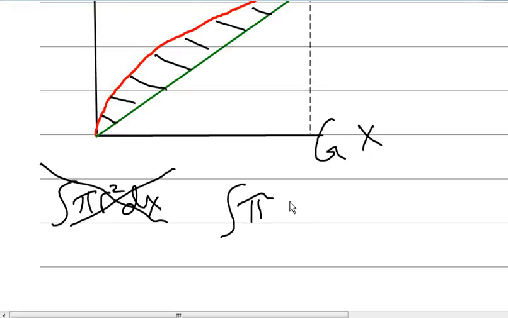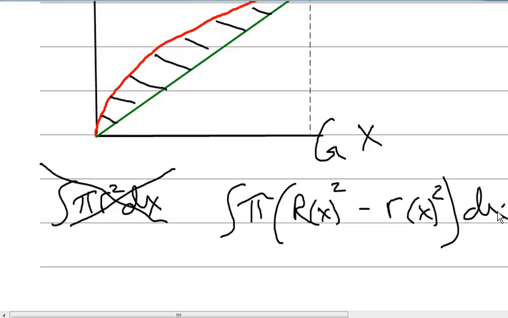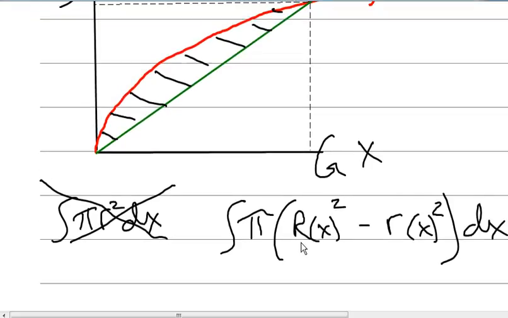It's pi, and then we're going to have the outer radius of our volume squared minus the inner radius squared, dx. We're going to use capital R for the outer radius, little r for the inner radius. And this is what we're going to use to come up with this new situation. Well, okay, outer radius minus inner radius. Got to square them. Okay, that's clear.